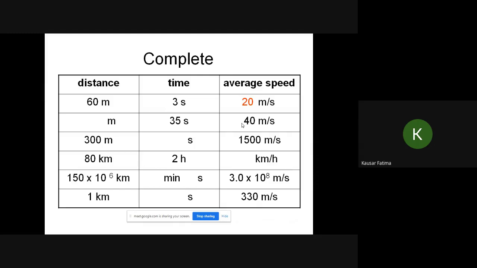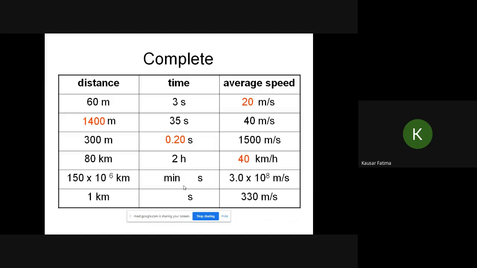In the same way, 40 and 35, these two values are given. Calculate distance. So of course you will multiply. Distance is equal to speed into time. What comes? 1400 meters. Okay, so this is 0.2. So this is how we complete the table.